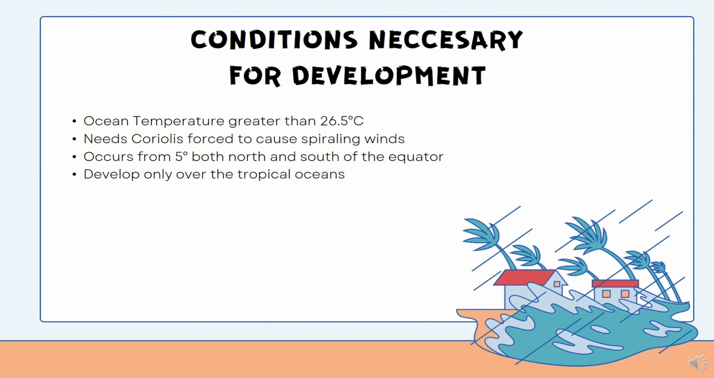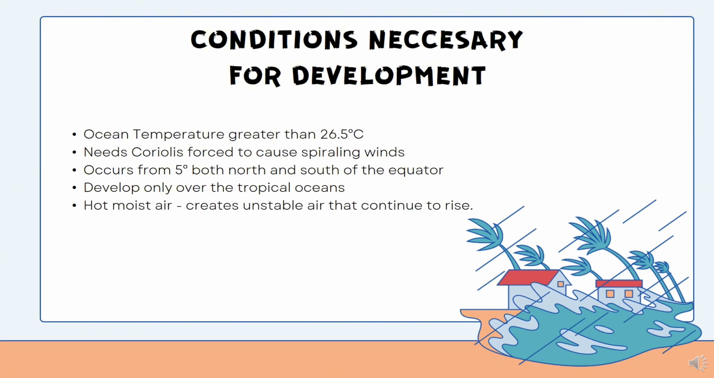So it requires hot, moist air, which is another reason why it requires an ocean temperature greater than 26.5 degrees, so that water is able to evaporate, and the hot, moist air feeds the tropical cyclone. It creates unstable air, and as it rises, it's able to form those thick cumulonimbus clouds and those thunderstorms.